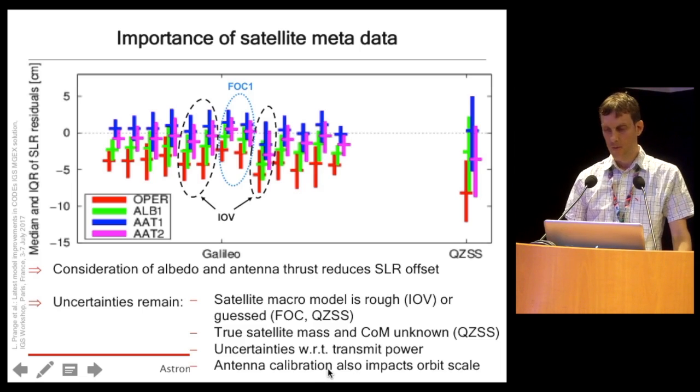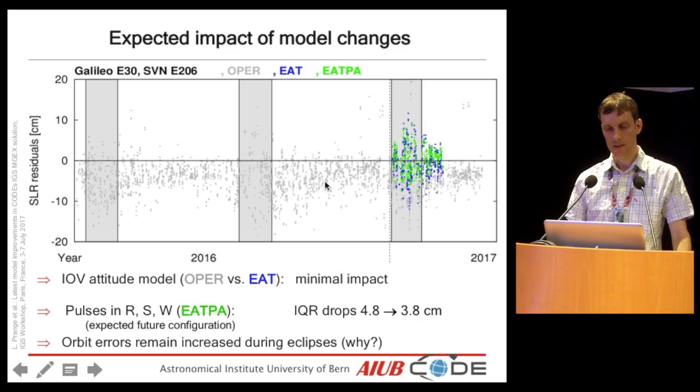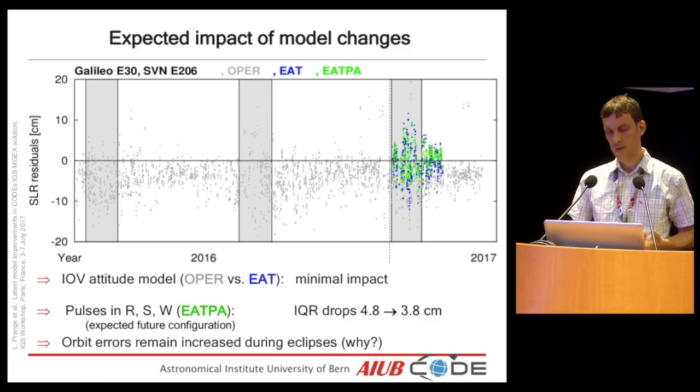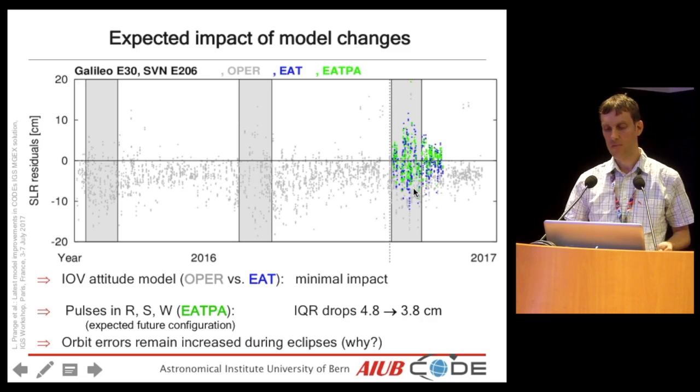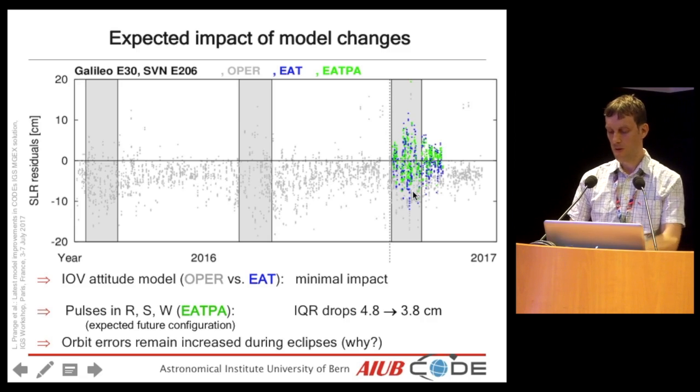So if we look at the time series for one Galileo satellite, we see in gray our operational solution, blue is the solution with albedo and antenna thrust, and also attitude model activated, and we see during eclipse seasons the residuals are larger, so the orbit is worse. And the attitude model does not improve the situation very much. There must be still something that is not modeled, for example, the thermal re-radiation of the satellites, which is not yet considered at all.